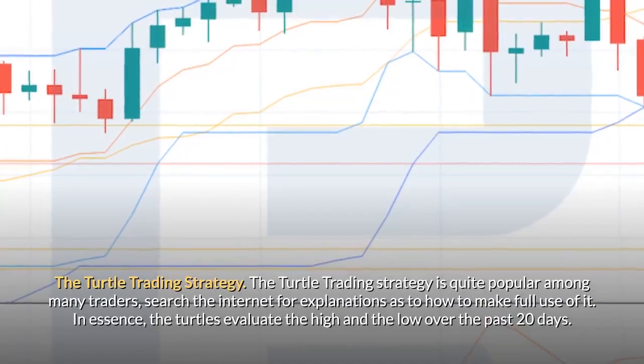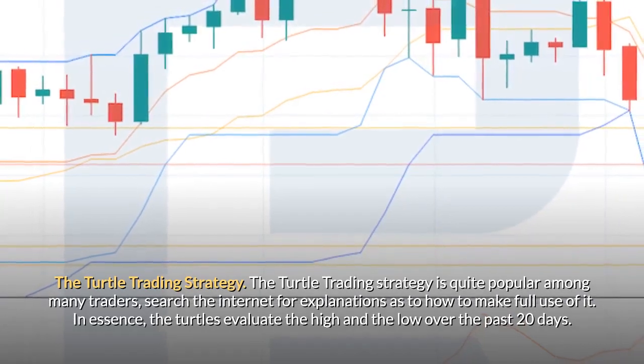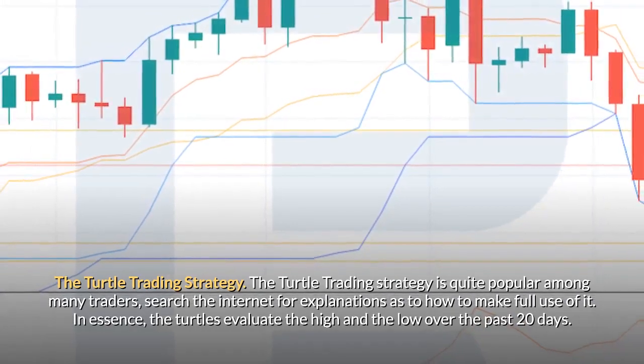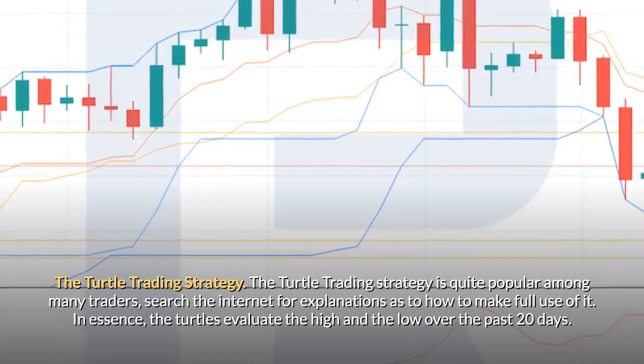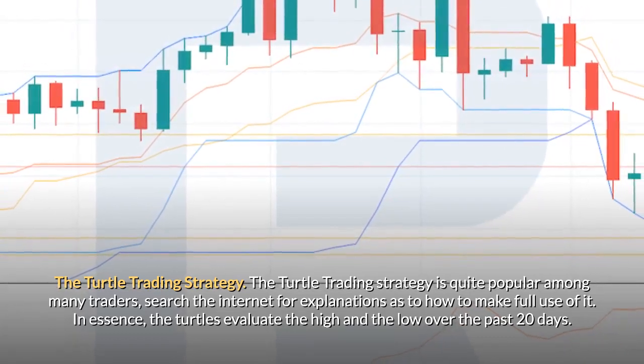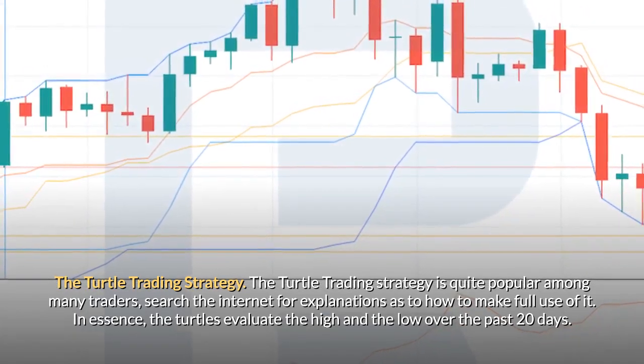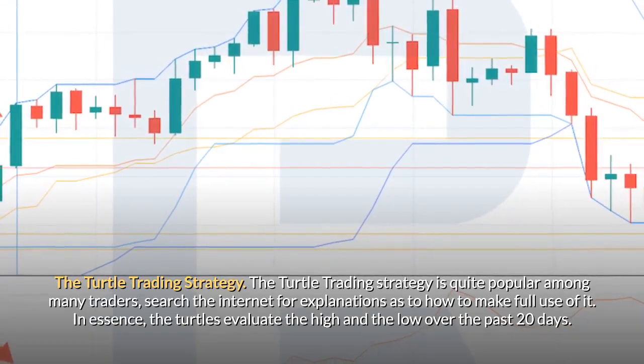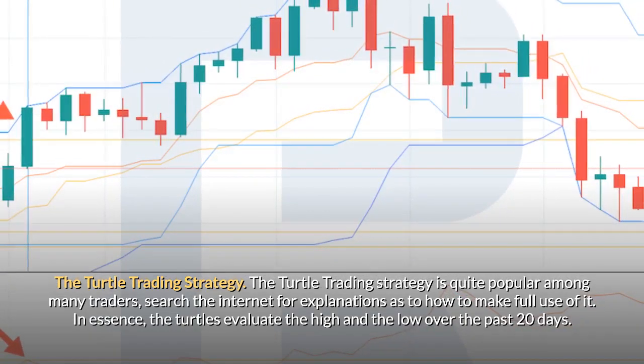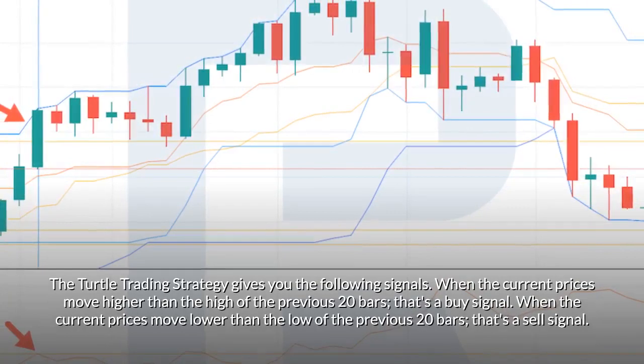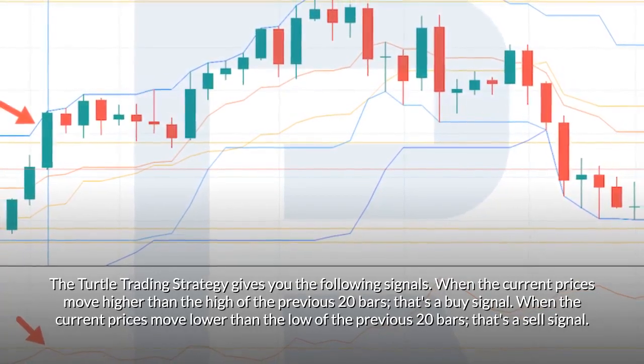The turtle trading strategy. The turtle trading strategy is quite popular among many traders. Search the internet for explanations as to how to make full use of it. In essence, the turtles evaluate the high and the low over the past 20 days. The turtle trading strategy gives you the following signals.